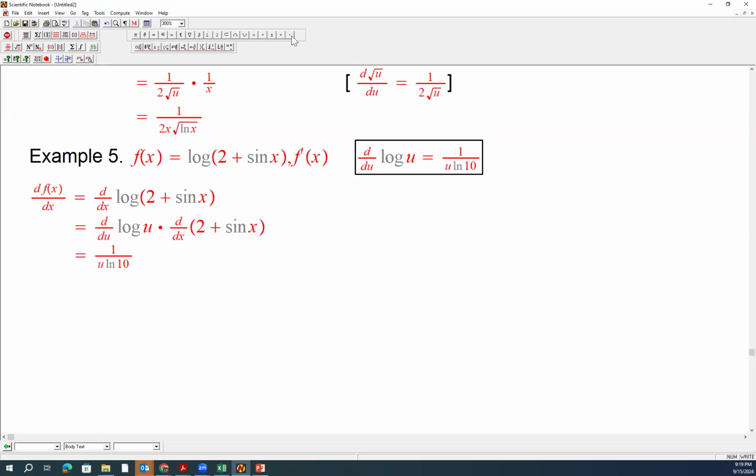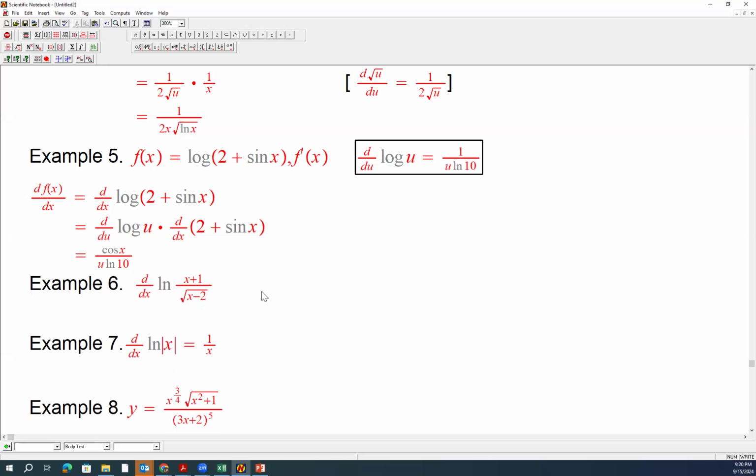And then, of course, we need to finish up the differentiation of 2 plus sine x. The derivative of 2 is 0. The derivative of sine is cosine x. And in the end, you could have just put it on the numerator like that. Done. It's finished.